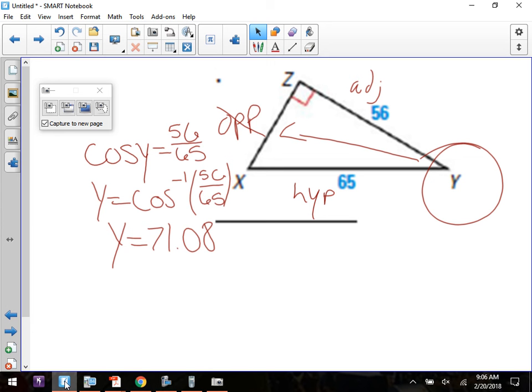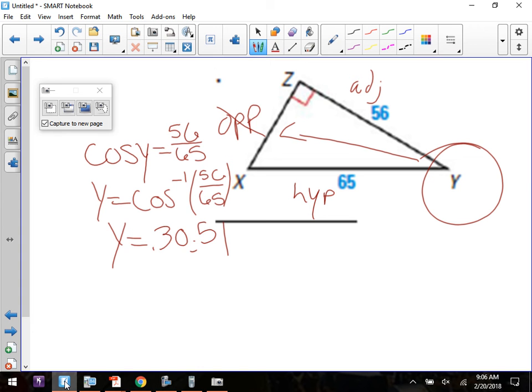Oh, I was looking at the wrong one. And then you should have a degree, right? It's an angle measure, so you should have a degree symbol.